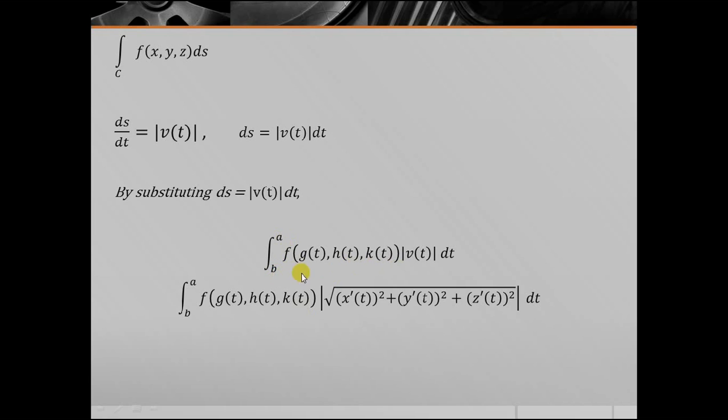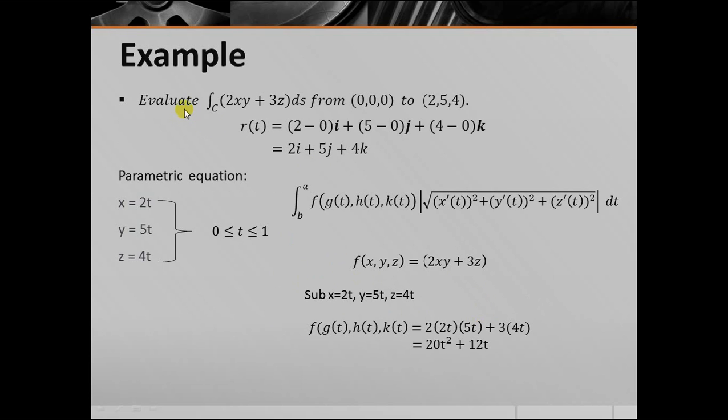Now, let's turn our attention to an example here. In this example, we are asked to evaluate the line integral of 2xy plus 3z over the curve C from point (0,0,0) to point (2,5,4). First, we find the vector r(t) between these 2 points. So just deduct 0 from 2, then we will have 2i. We then deduct 0 from 5 to get 5j, and finally 0 from 4 to obtain 4k.